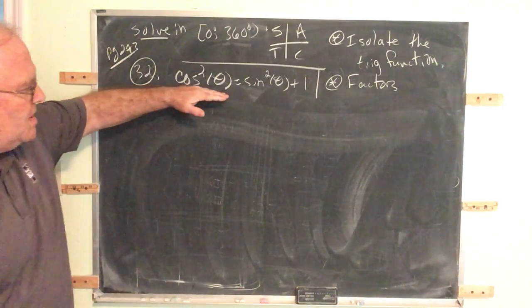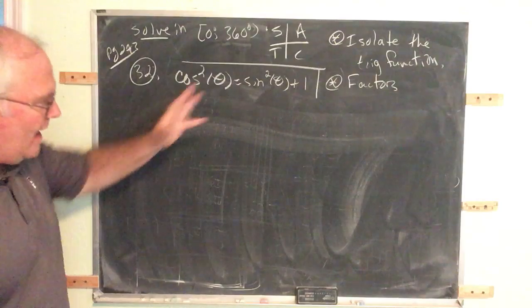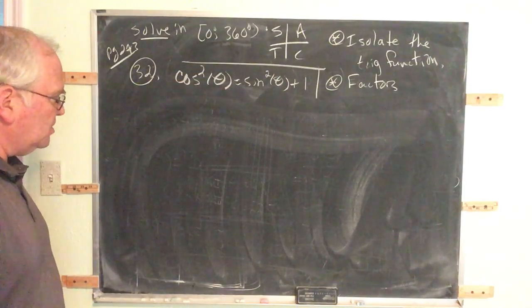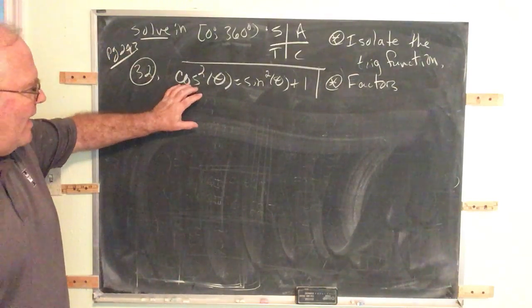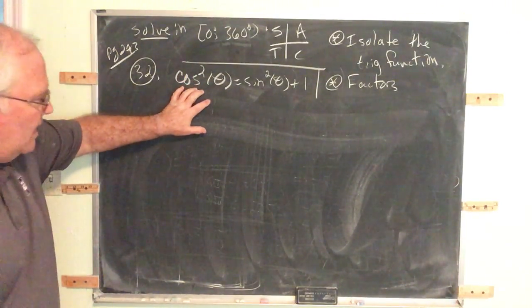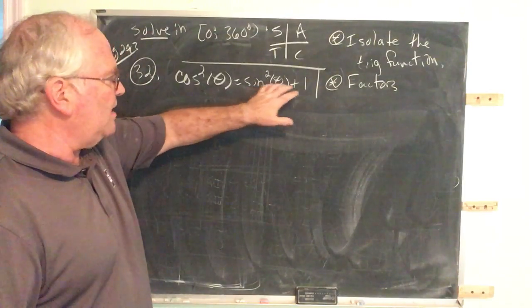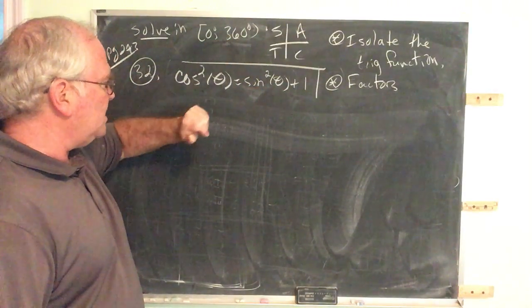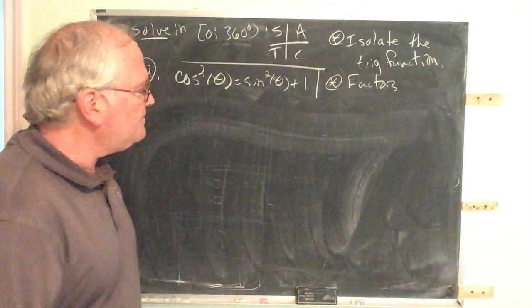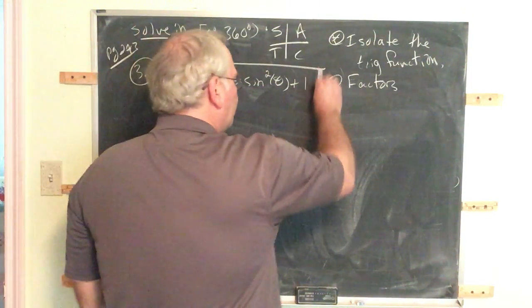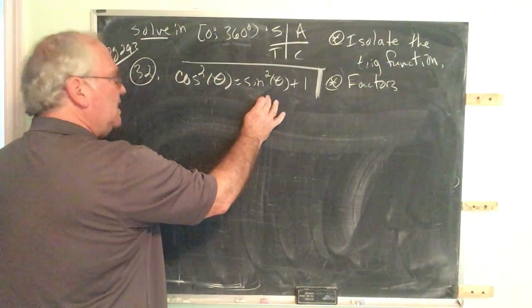All right, now this introduces a new layer onto our solution procedures. This is going to require a new tool from our toolkit. What we have here is cosine squared theta is equal to sine squared theta plus 1. Again, we're solving from 0 to 360. Cosine squared theta is equal to sine squared theta plus 1. Now, this doesn't factor the way it sits.